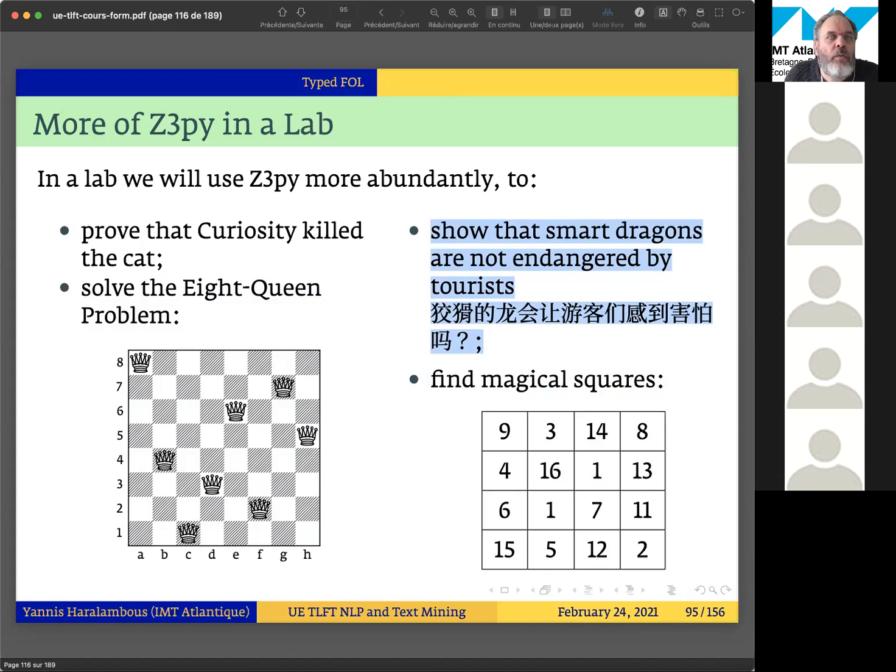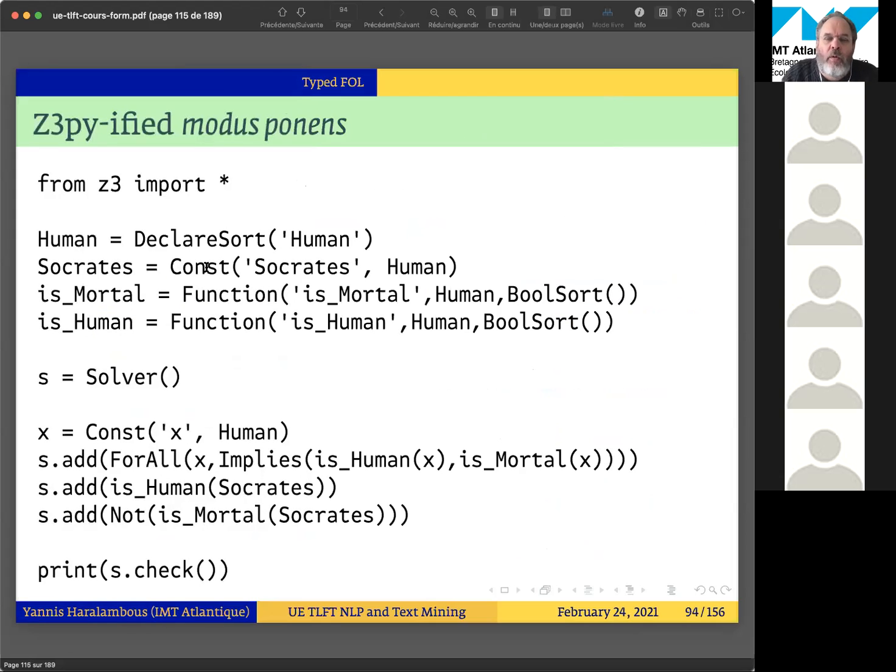So I encourage you to do this lab on your own. Using Z3 will allow you to prove formulas. So first you have to formalize sentences into formulas, and then with Z3 you can check whether your formalization is correct or not. And having you discover Z3 is not innocent.